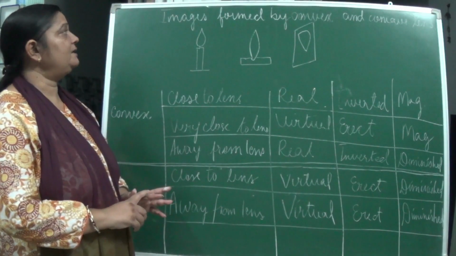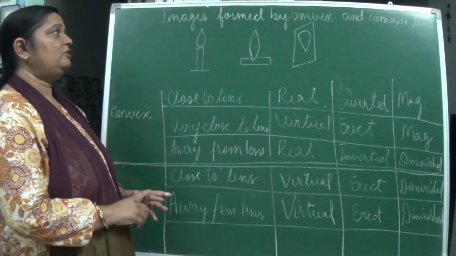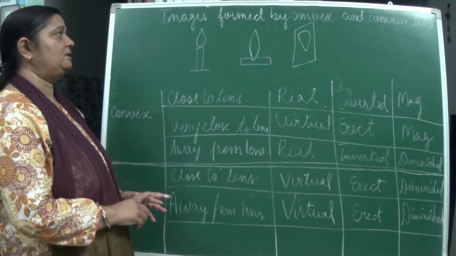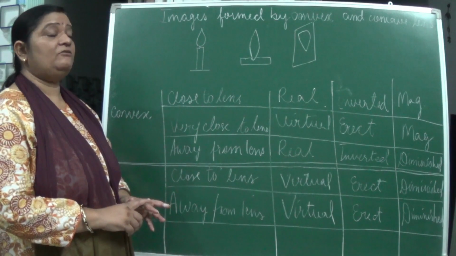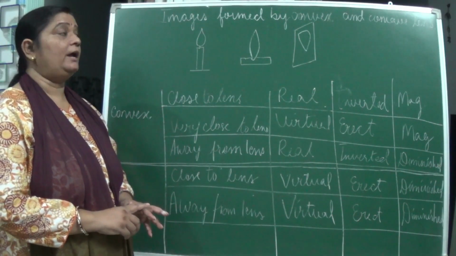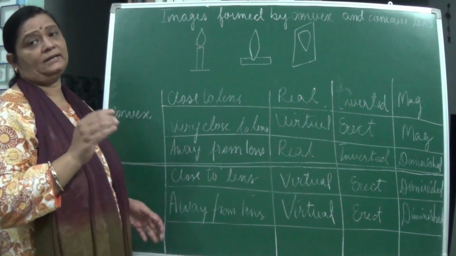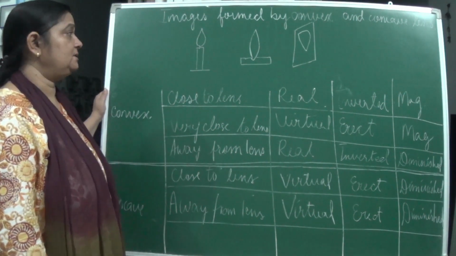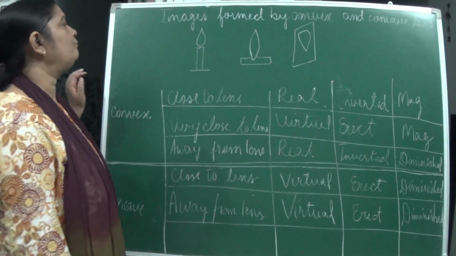Now we will be studying images formed by convex and concave lenses. When we talk about the convex lens, different types of images can be formed by it. It can form a real image, also a virtual image. Even the images can be magnified, or they can be diminished. When we talk about the concave lens, it will always form a virtual, erect and diminished image. So let us now see how it is. For that I have taken an experiment. It is given in your book also.